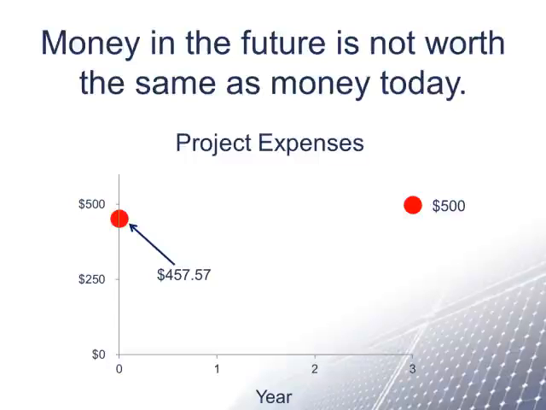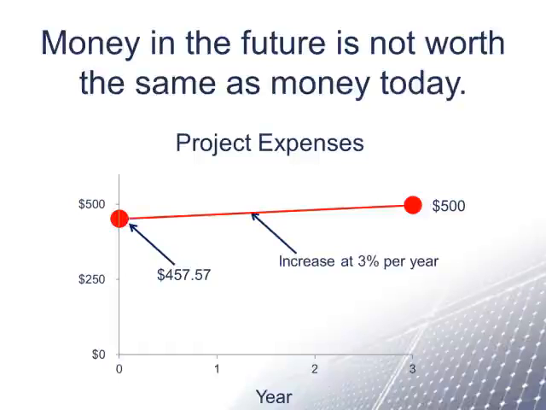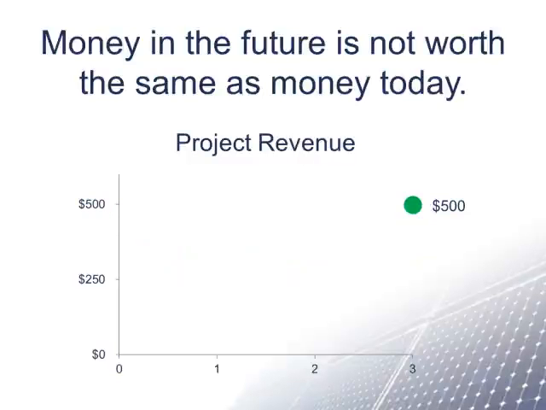$457.57. So, at the beginning of the project, I only need to set aside $457.57 in a secure investment, knowing that it will grow to $500 by the time I need it. We say that the present value of the $500 expense in 3 years is only $457.57. Let's take another example.